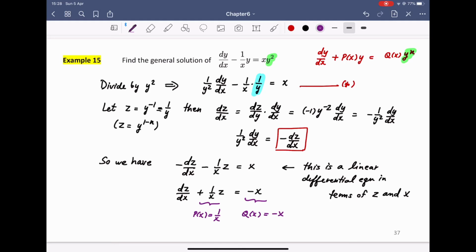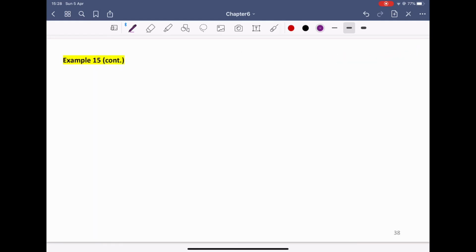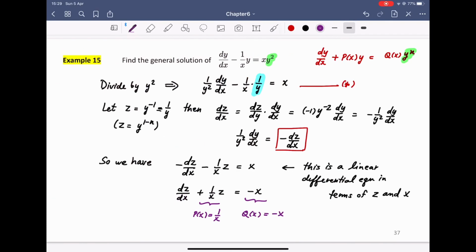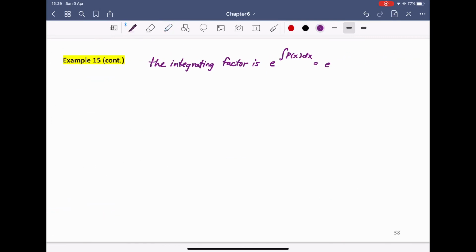Alright, we're gonna solve this thing. So the integrating factor is e to the integral of p(x) dx, which is, well, our p(x) is 1 over x, so it is e to the integral of 1 over x dx, which is now e to the log x, and that is just x. So this is our integrating factor mu. So mu equal to x.